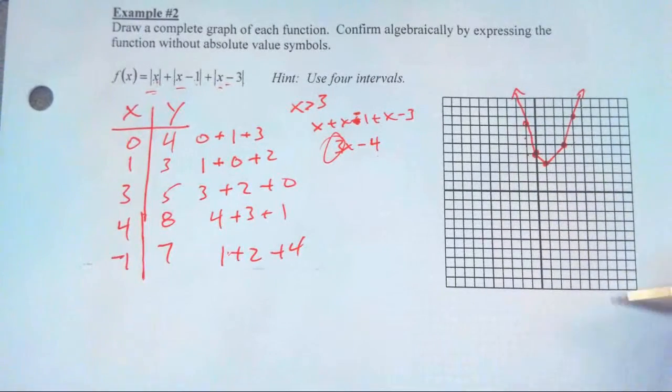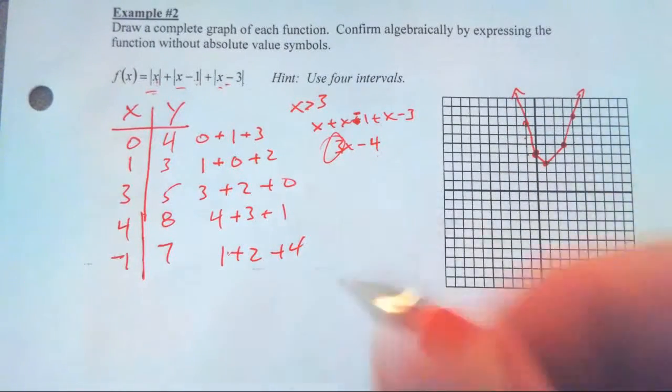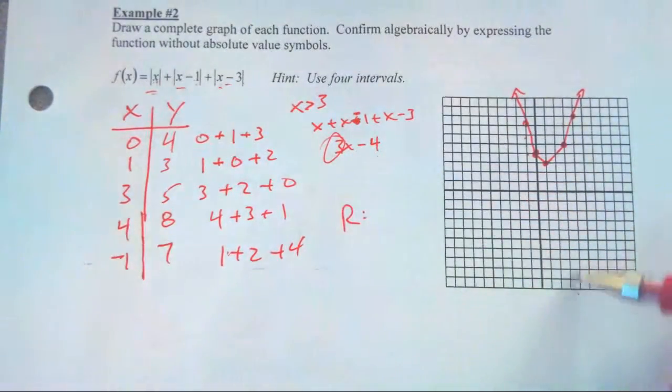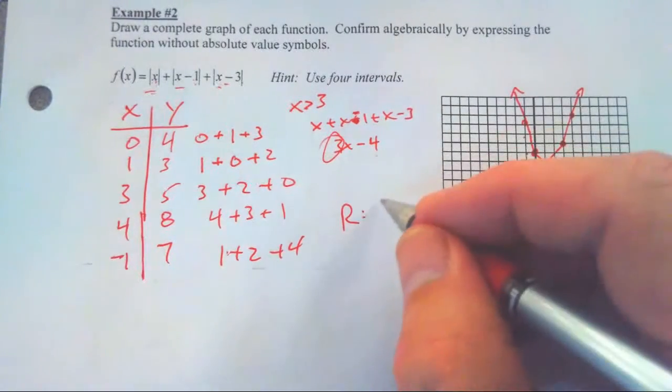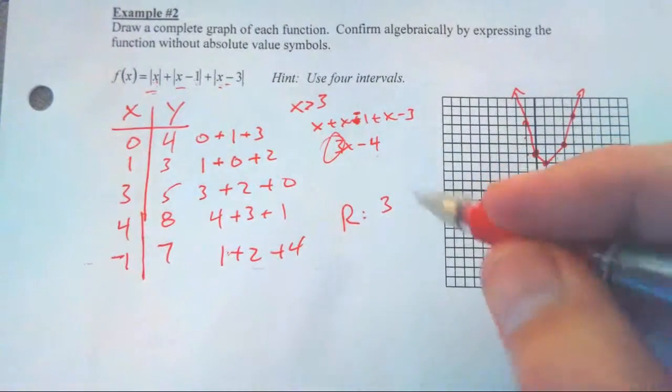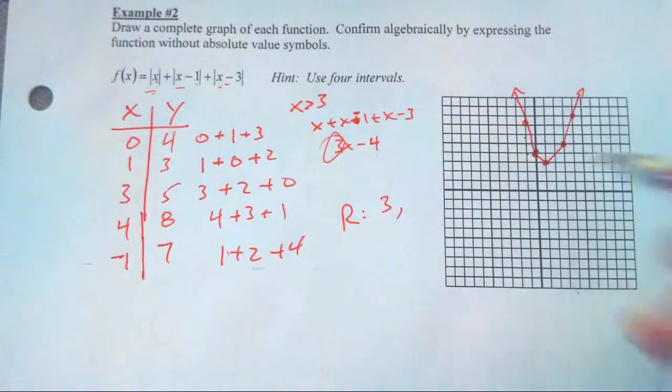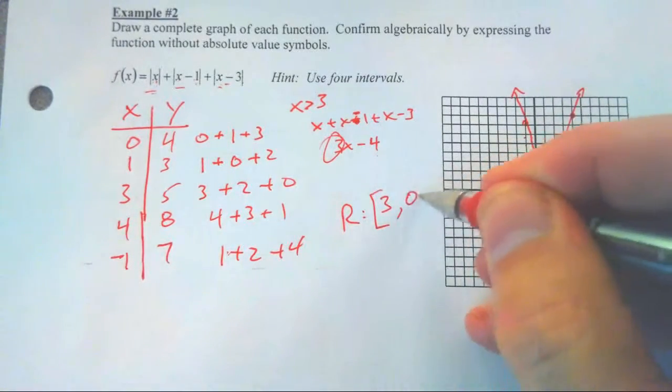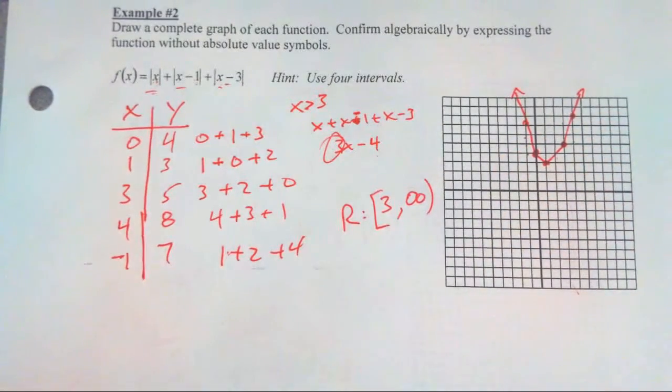Probably the only thing interesting here to discuss is range. Range would be from negative infinity up to 3. It doesn't exist until it gets to 3. Parenthesis or bracket, 3. Bracket up to infinity, right?